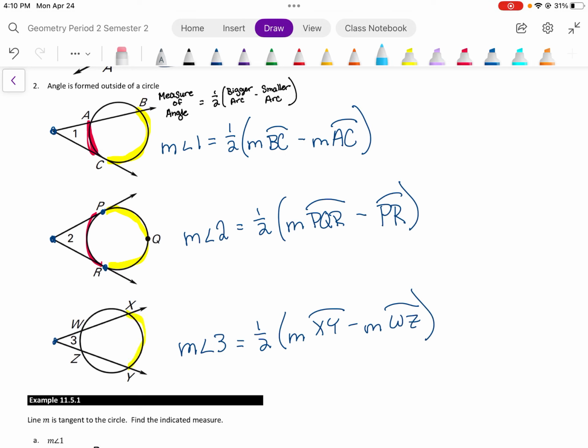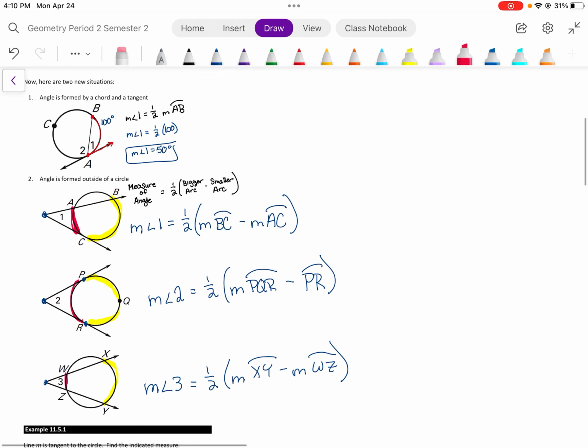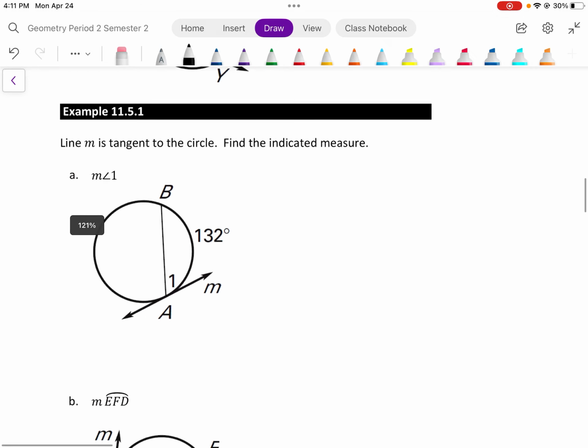Okay, so if you have that angle that's formed outside the circle, this is the equation you are going to be using. And then if you have a tangent and a chord, we're going to be using this previous equation where the measure of that angle in between the chord and the tangent is half of the arc that it cuts off. All right, so we're going to go through and do some examples.